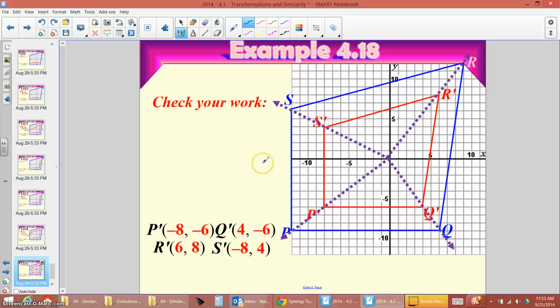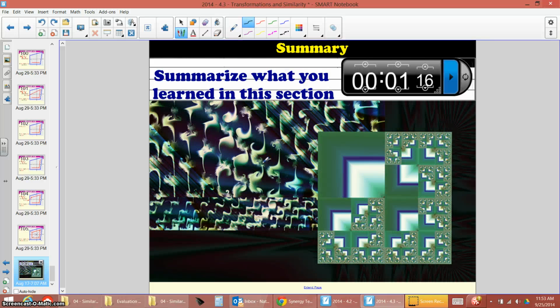To summarize what you learned today, fill out your homework, make sure you've got your notes all filled out and correct, and we'll talk more about transformations and such on another day.